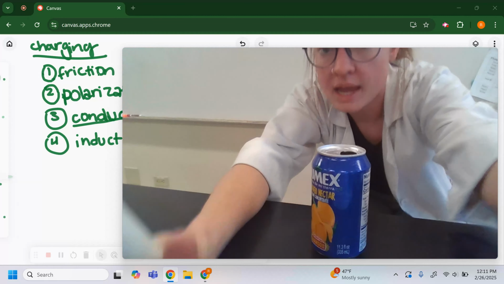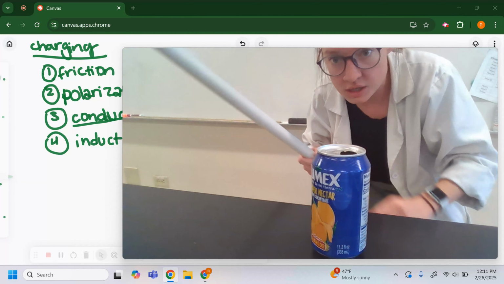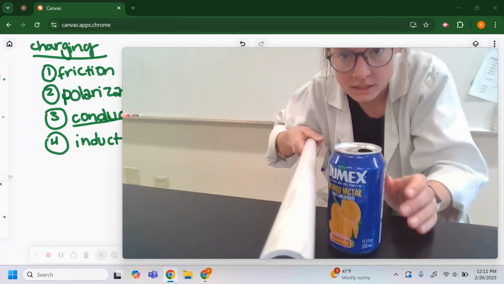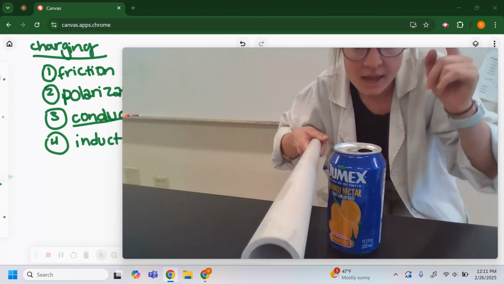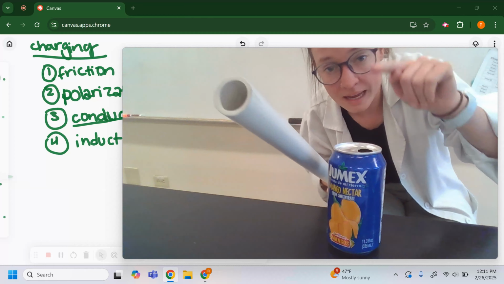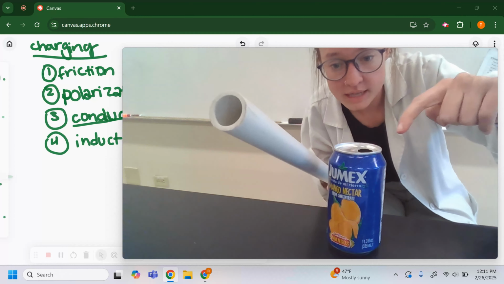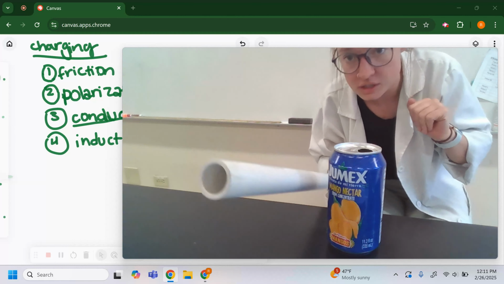What I would do is I would bring my PVC, which is negatively charged, close to my aluminum can, but not quite touching the aluminum can, with a little bit of gap in between. What you did not just see is that when I brought it close to my aluminum can, this aluminum can became polarized. The negative charges in the aluminum can ran to one side, the positive charges stayed where they are, so this side is positively charged, this side is negatively charged.